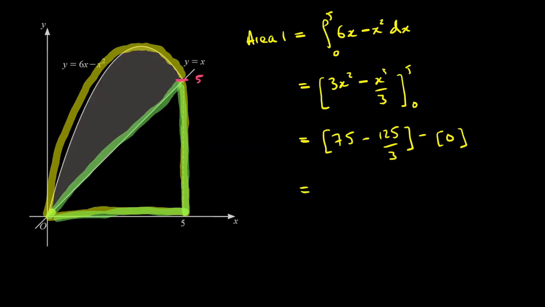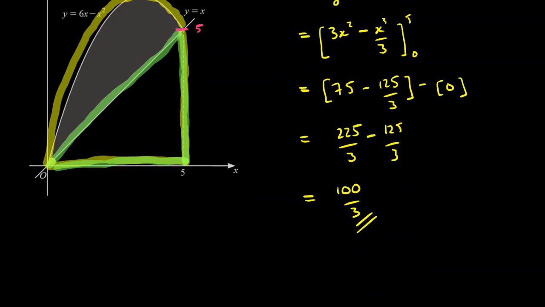Can we give this all a common denominator? Yes, I'm going to convert everything to thirds. So 75 times 3 is going to be 225 over 3, minus 125 over 3, and that will give us 100 over 3. Okay, so that's the area under the curve.